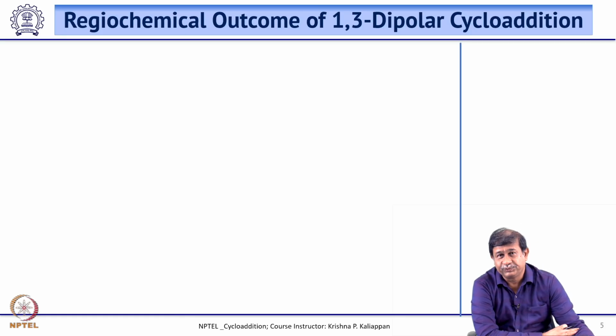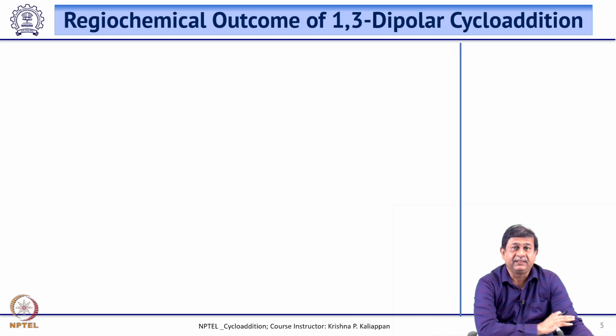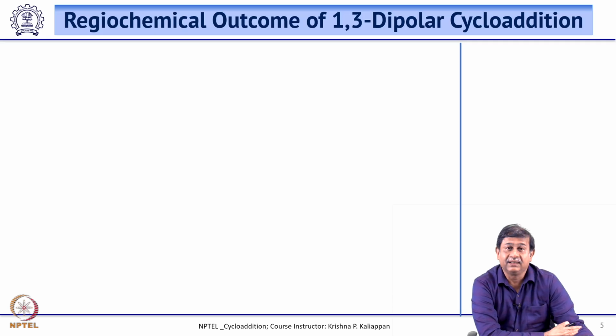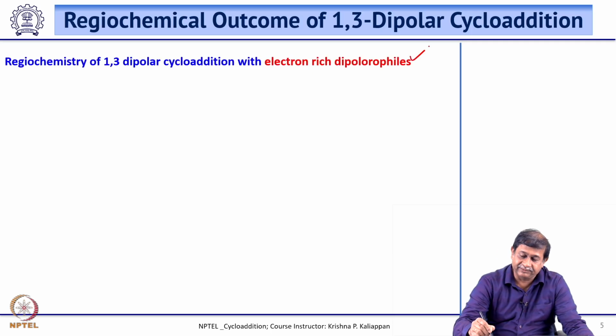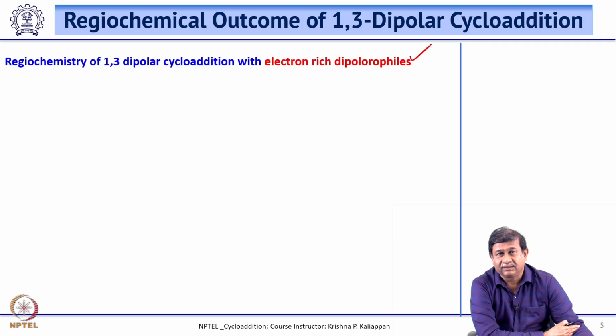Now, let us move to the regiochemical and stereochemical outcome of 1,3-dipolar cycloaddition between nitrones and other dipolarophiles. The stereochemistry of this 1,3-dipolar cycloaddition depends on the nature of the dipolarophile, whether the dipolarophile is electron rich or electron deficient. That determines the regiochemical outcome of the 1,3-dipolar cycloaddition.